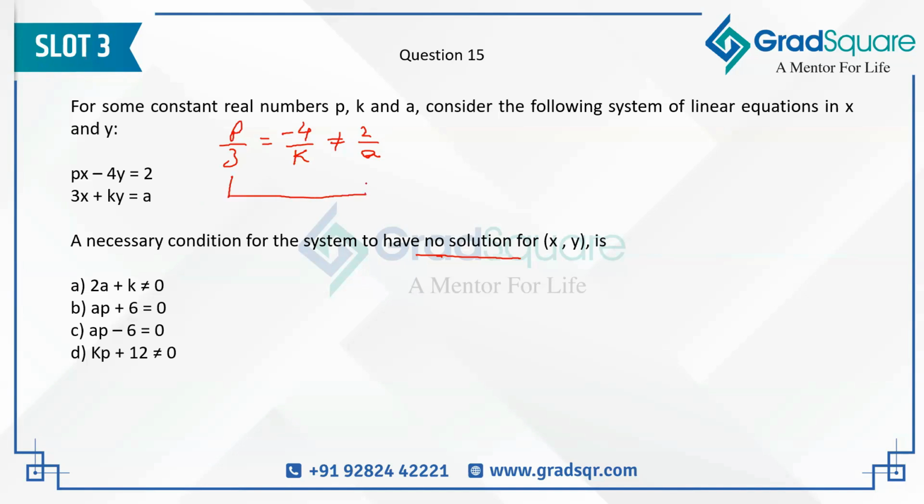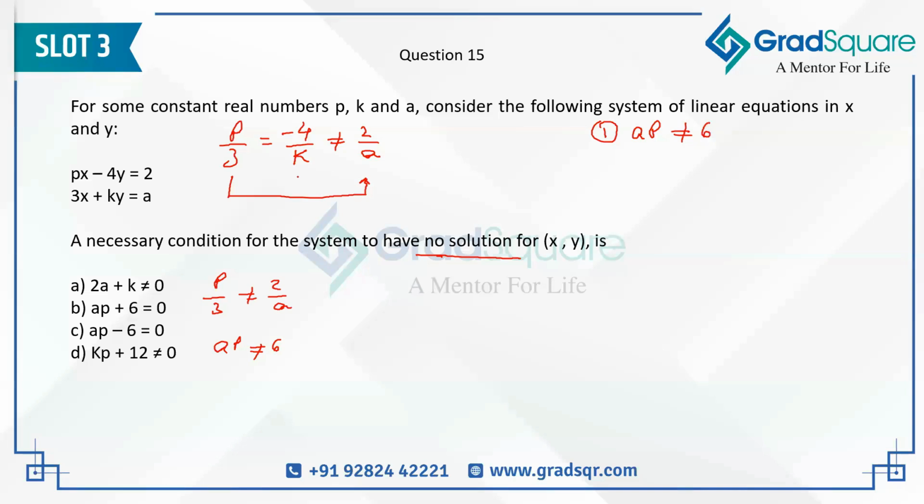Let me equate the first and the last one and say p by 3 must not be equal to 2 by a. So if I look at this, I will realize that ap must not be equal to 6. So my first necessary condition is ap must not be equal to 6.